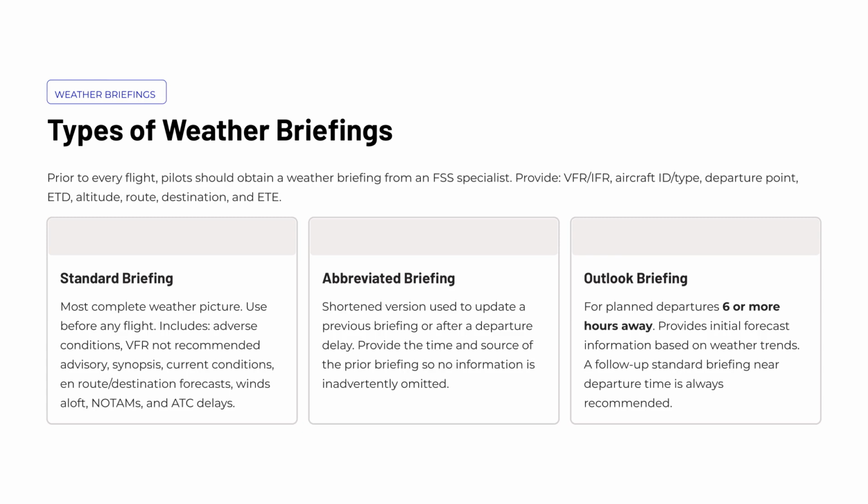Finally, the Outlook briefing is used when your departure is 6 or more hours away. It gives you an initial look at forecast trends to help with early planning. However, always follow up with a full standard briefing closer to your actual departure time to ensure you have the most current and complete weather picture.